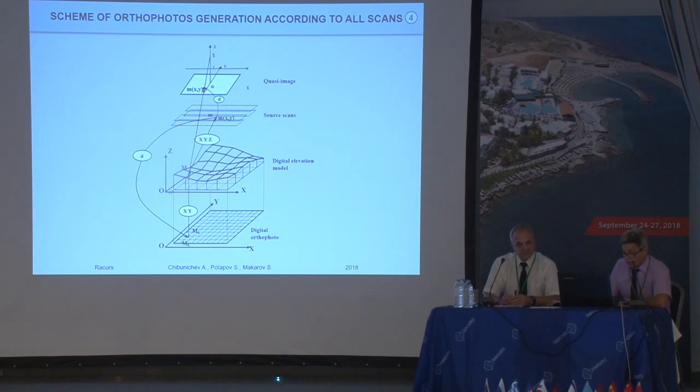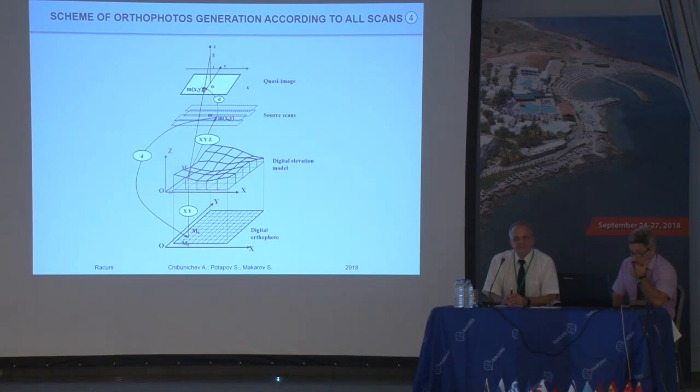Figure 6 shows the principle of generating orthophotos according to all scans. So based on the multitude of scans, we are going to generate the image. So setting the X and Y coordinates on orthophoto, we use DEM to determine the Z coordinates. Then, knowing the known RPC coefficients, we determine the coordinates of a respective point. This is how you work with each pixel. If there is an overlap, then you can use the average for the pixel brightness.